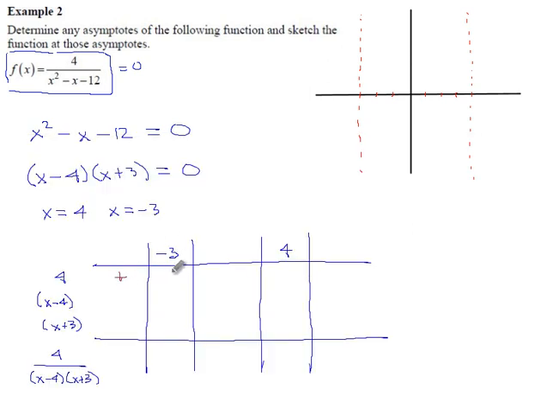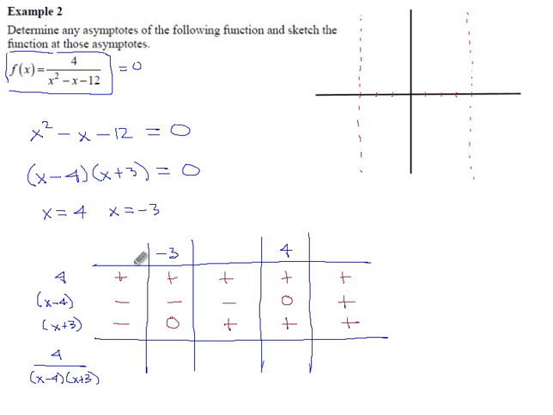4 is a positive number. It's positive no matter what. It doesn't care what x is. x minus 4 is negative until you get to 4, then it's 0. And if you go higher than that, it becomes positive. x plus 3 is negative down here. If x is negative 3, you get a 0. And if x gets any higher than that, this goes positive.